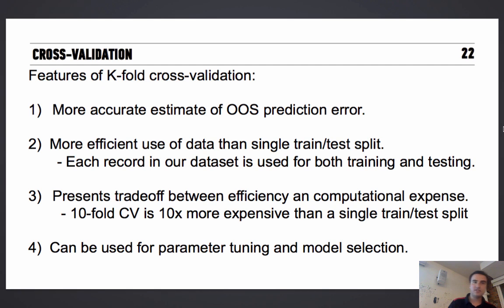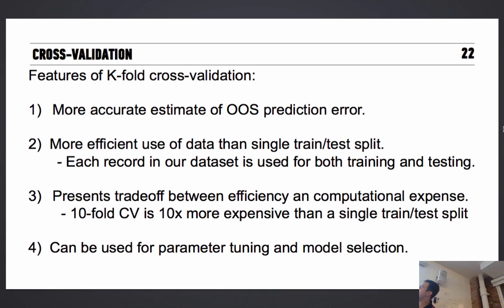It's a really good estimate of your out-of-sample error, the error that you literally cannot measure because it hasn't happened yet. It is a more efficient use of data than a single train test split. Just training and testing on one split can bias it. But if I do it 10 times on 10 random subsets, I get a much better overview of what's happening, and I average them out to a single number. It presents a trade-off between efficiency and computational expense. So in a tenfold, I'm actually doing 10 train test splits. I'm running the model 10 times.